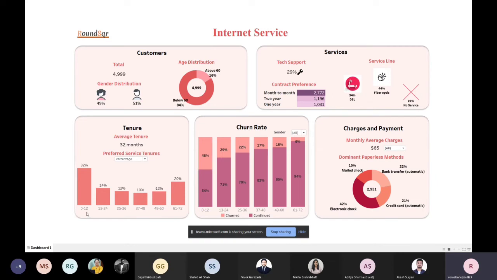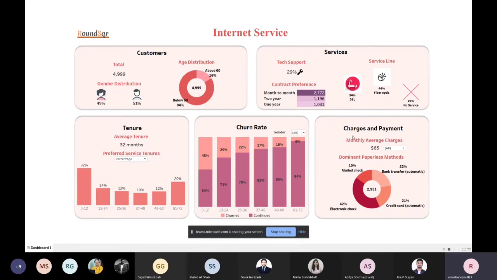From 0 to 12, which is the first year, there are 32% of customers. Slowly it decreases, which is in line with the chart just next to it, which is the churn rate. So we can see the customers are reducing each year and also the churn rate. This is the point where the ISP is interested to study why there is a churn rate, for which they might look into the services, what is wrong and what is not.